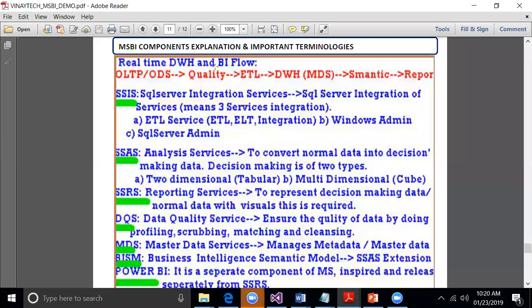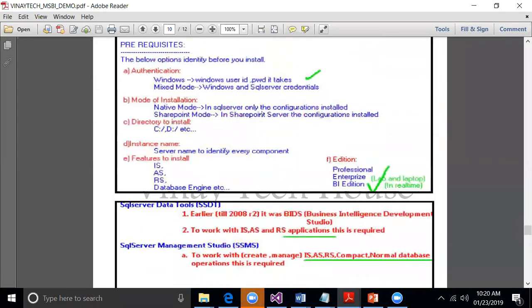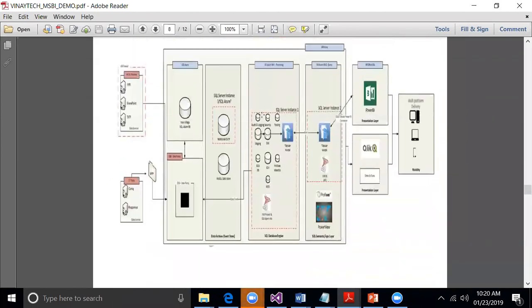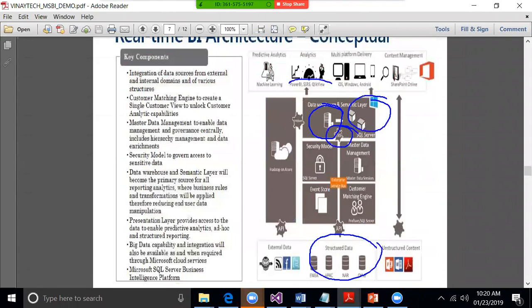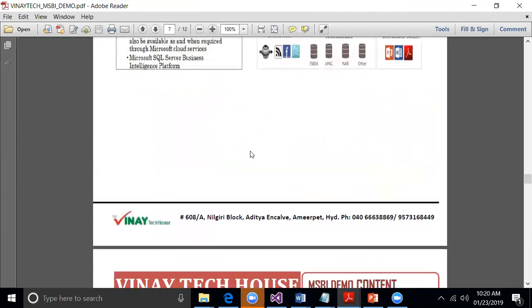Warehouse and BI flow. This is a generic picture. Structured data moves to the warehouse using the ETL process, from there to semantic components, and from there to reporting. And a bit lower level, I explained below.